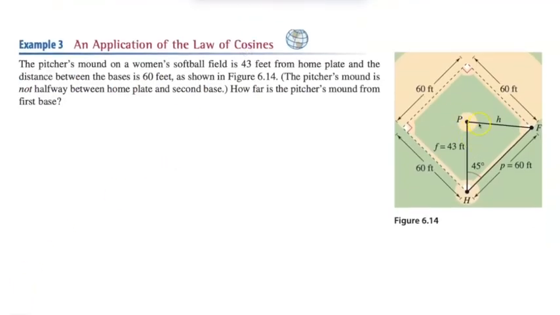The pitcher's mound of a women's softball field is 43 feet away from home plate. There's 43. And the distance between the bases is 60 feet all around. How far is the pitcher's mound from first base? So it tells us this is a 45-degree angle, perfect. This would be no pairs, law of cosines. So I just have to figure out what this is.